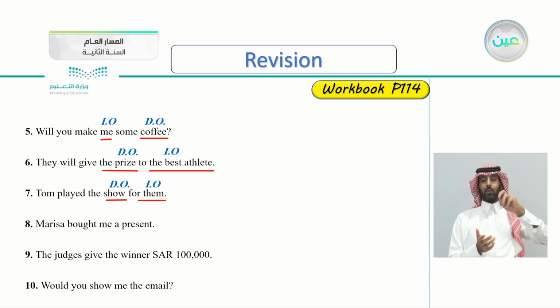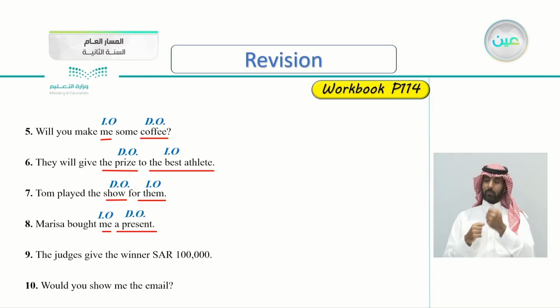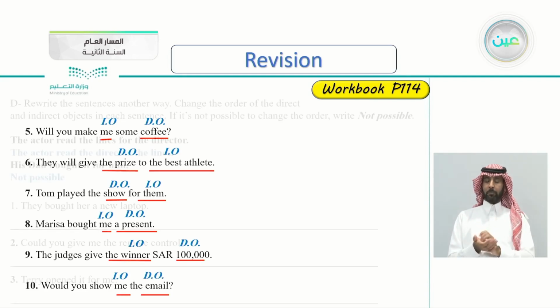Number eight, Marisa bought me a present. Yes, me is the indirect, a present is the direct object. Number nine, the judges give the winner 100,000 Saudi riyals. Excellent. The winner is the indirect, 100,000 Saudi riyals is the direct object. Number 10, would you show me the email? Me is the indirect, the email is the direct object.